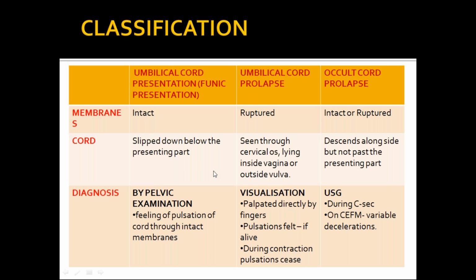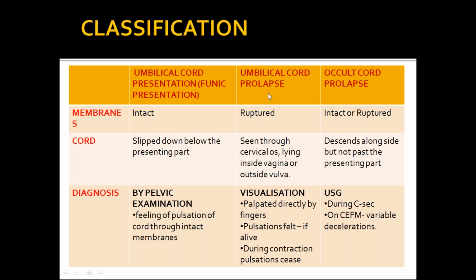See here, umbilical cord presentation, that is the unique presentation. Umbilical cord prolapse is the complete prolapse. Occult is the one which is present side by side. So here the membranes will be usually intact. Here the membranes are ruptured in umbilical cord prolapse. Here the cord slips down below the presenting part. That is the reason why we can diagnose the cord clinically by vaginal examination.